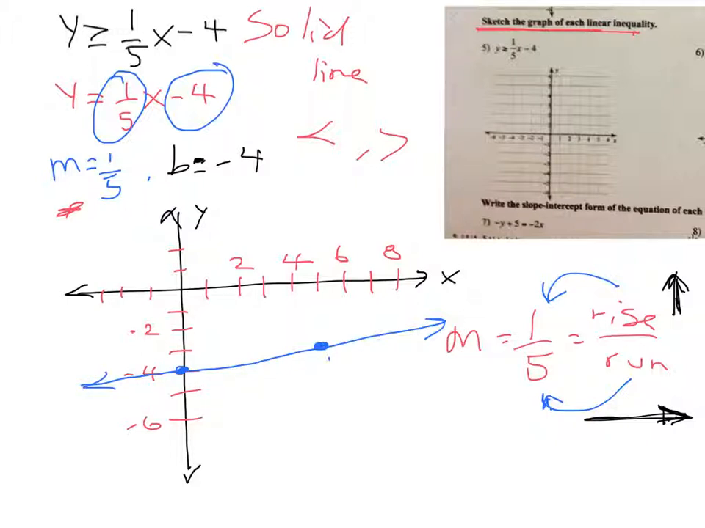Now, to be an inequality, because I have an inequality, I need to shade either the top of this line or the bottom of this line.